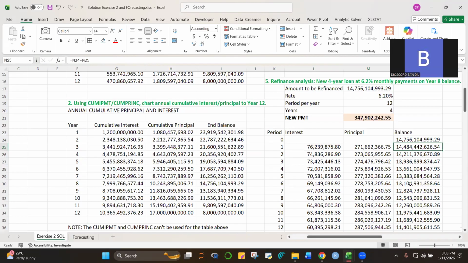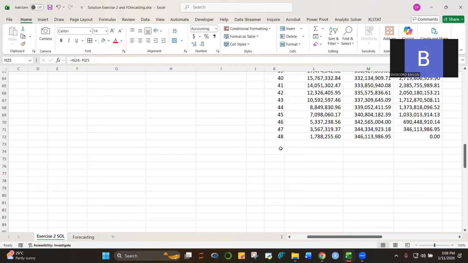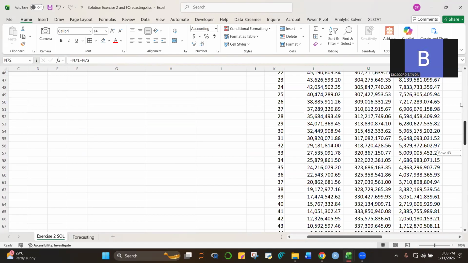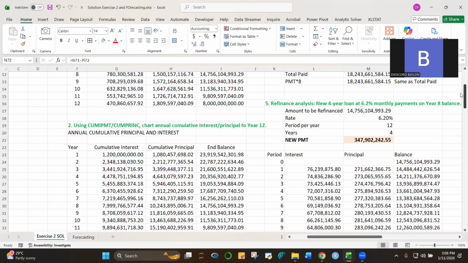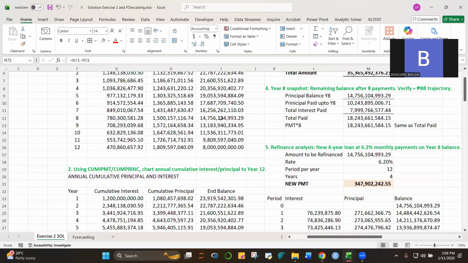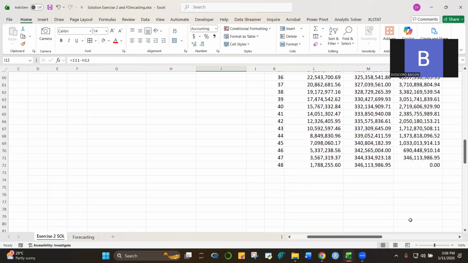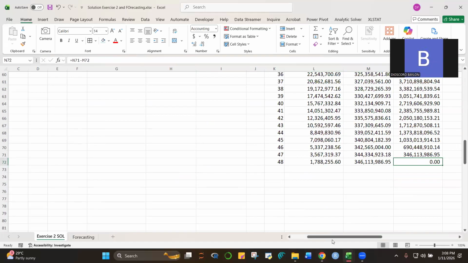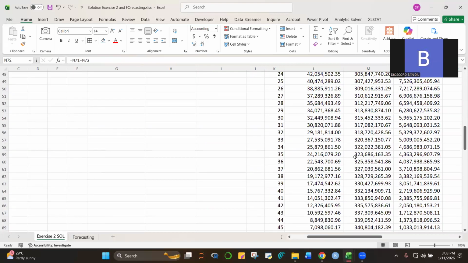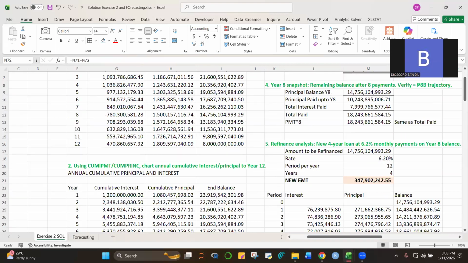So we just copy this down, and you notice that at the end of 48 monthly periods, you have zero balance. Why? Because we're refinancing in such a way that we finish off the 14 billion loan with monthly payments, and it ends up at zero principal balance. So that's our answer for number 5, refinancing.